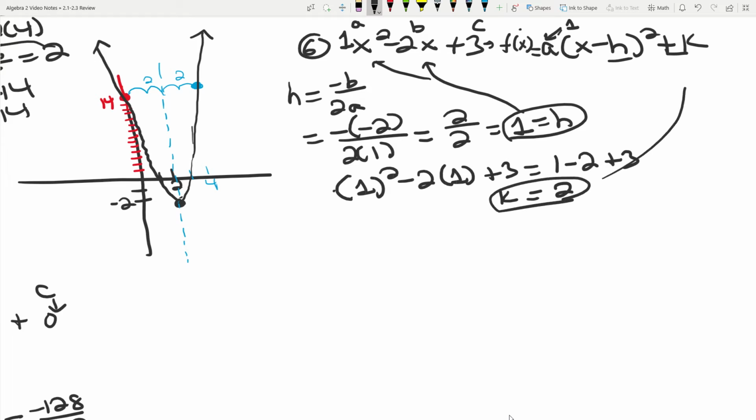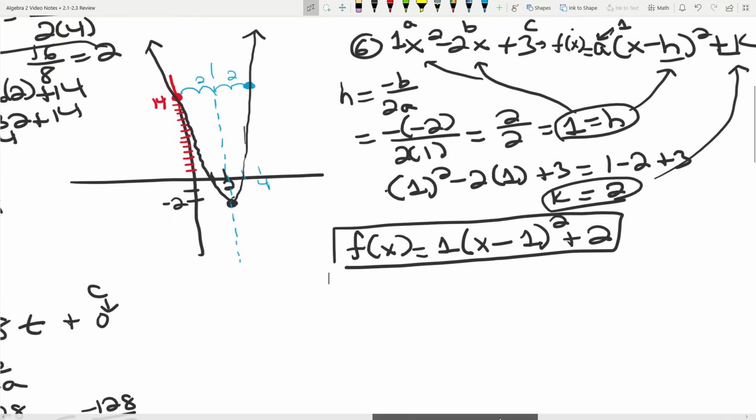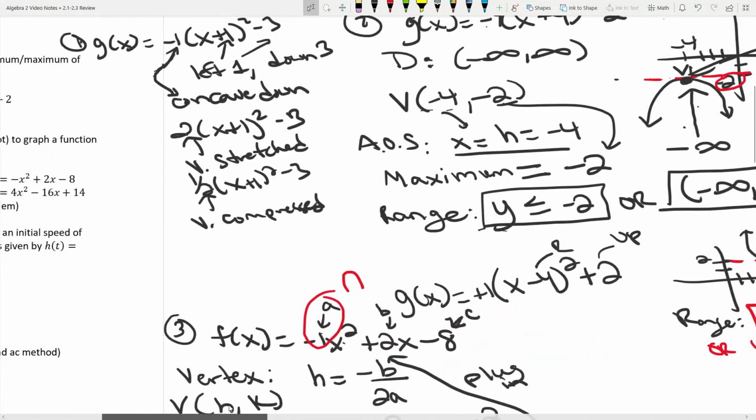Alright, so now we can go ahead and plug that into the vertex form. So we got f of x equals a is 1, an invisible 1, but I'm just going to write it here for emphasis. (x minus h), h is 1, so we got (x minus 1) squared, and then k is 2, so we got plus 2. That is our vertex form. Alright, so that's what they were asking for. Now going on to number 7.